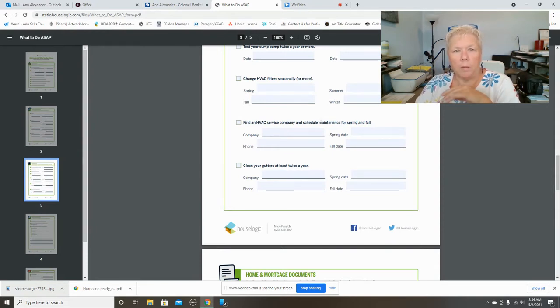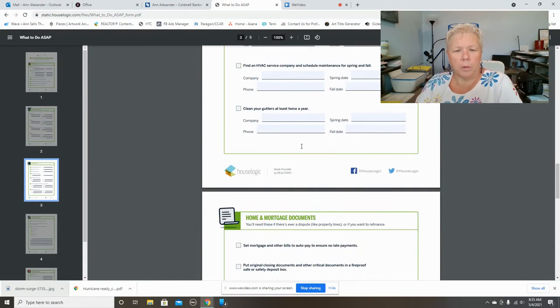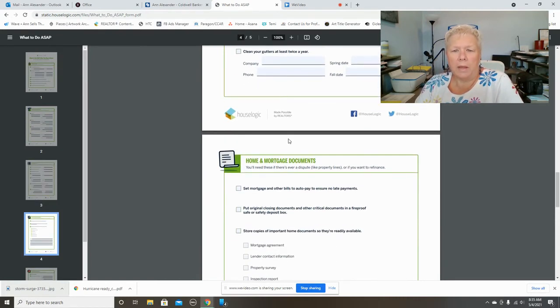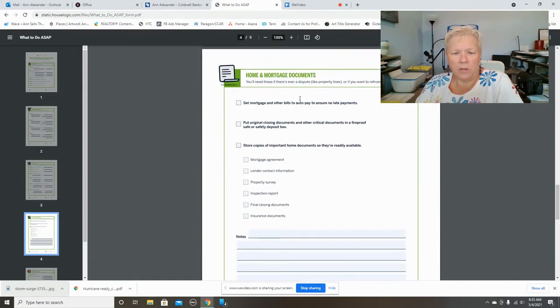Right now, in the last month or so here, and this is May when I'm recording this, we've had all the pollen and everything. So the filter probably needs to be changed, even though I just changed it at the beginning of April. Find a good HVAC company and get all that information.